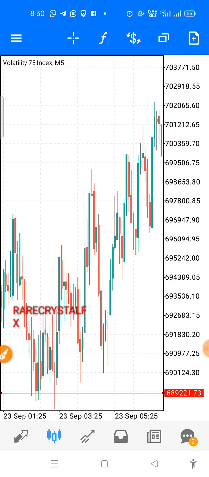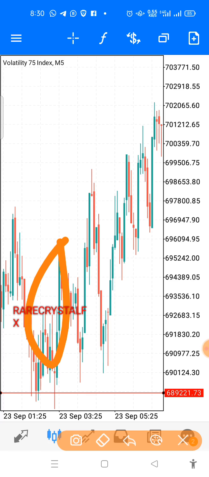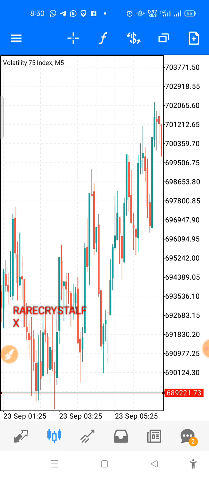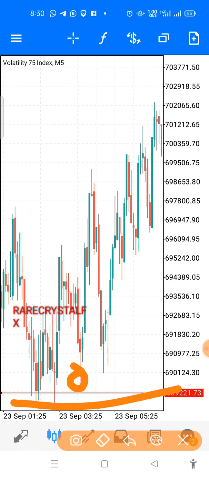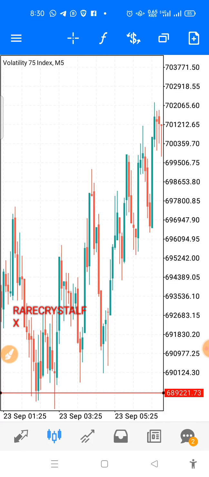Now this shows that the buyers are in control. Two buying candles, not short on 5 minutes, long buying candles, telling you that the buyers are now in control. Then you make your entry right from here. And the moment you make your entry here, you set your stop loss here and you keep watching the market play out.